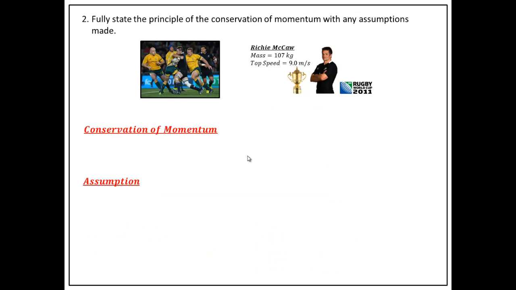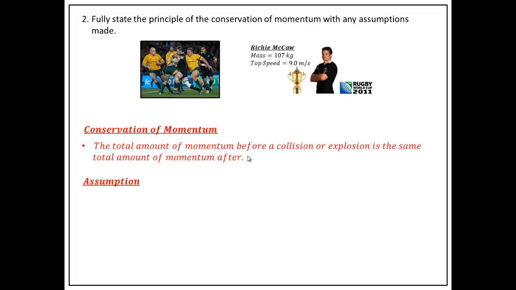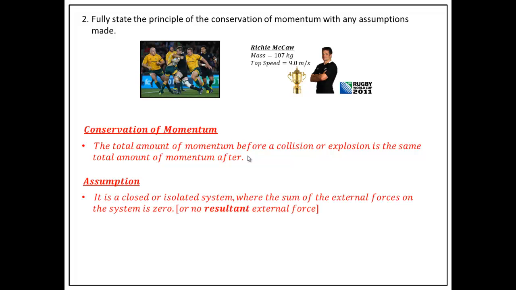The second question is again another fairly standard question and wants us to define the principle of the conservation of momentum. Momentum is a very important quantity in physics, and just like any other conservation rule, it states that the amount of momentum before a collision or explosion is equal to the amount of momentum after a collision or explosion. As for assumptions made, or situations when we have momentum being conserved, the interacting system must be a closed or isolated system. That means that the sum of the external forces acting on the system is zero, or we can say that there is no resultant external force.